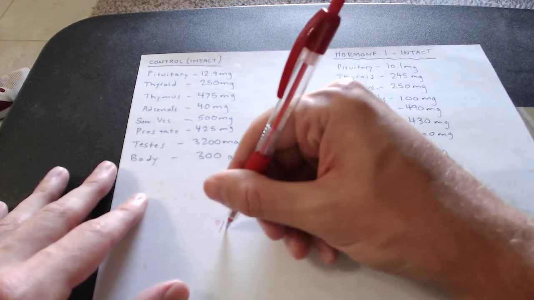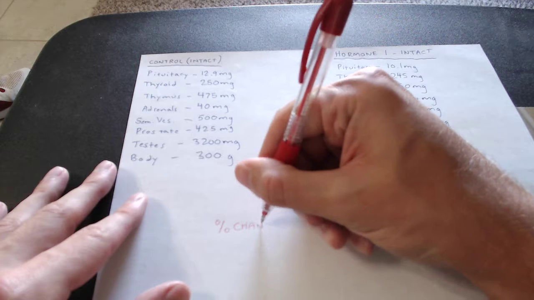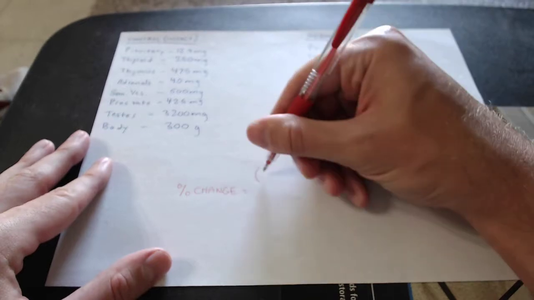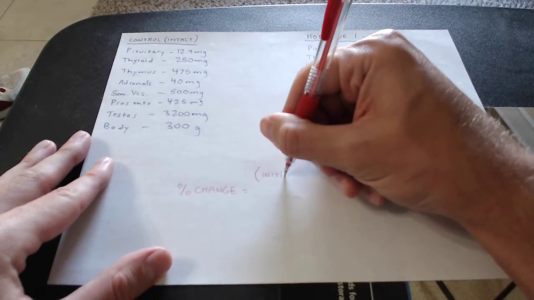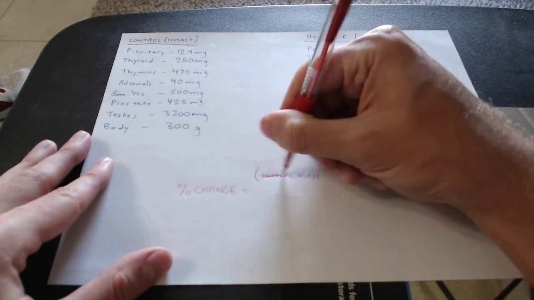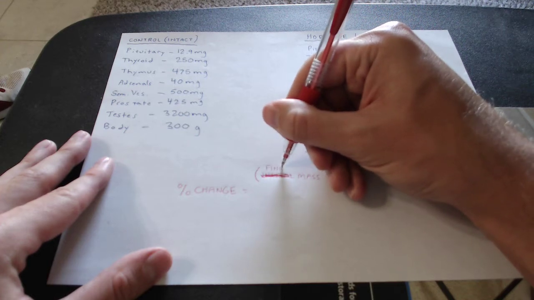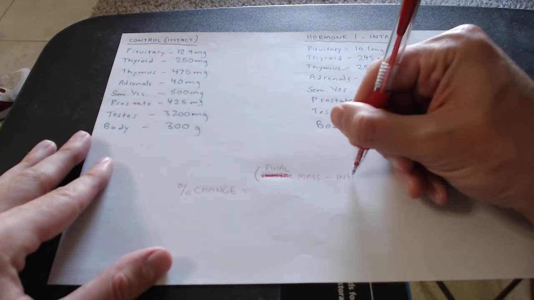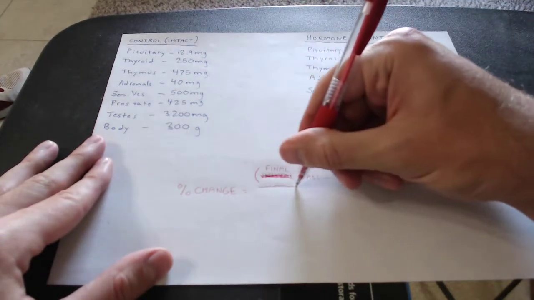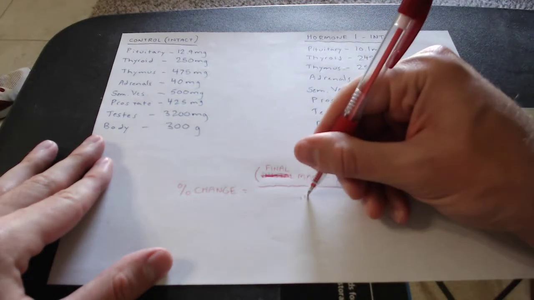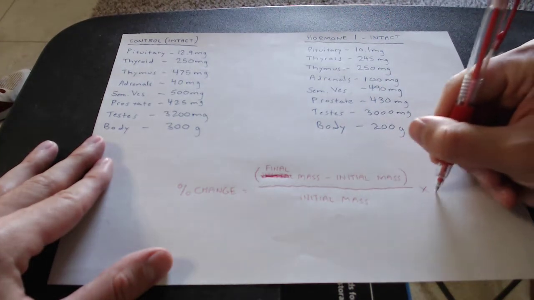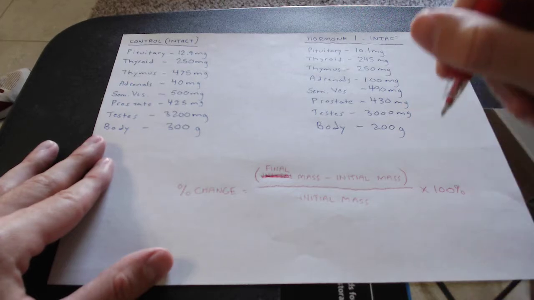It is percent change. That is going to equal the final mass minus the initial mass, excuse me, I had that wrong at first. And then we divide that by the initial mass, and then we multiply the whole thing times 100% to give us a percentage.